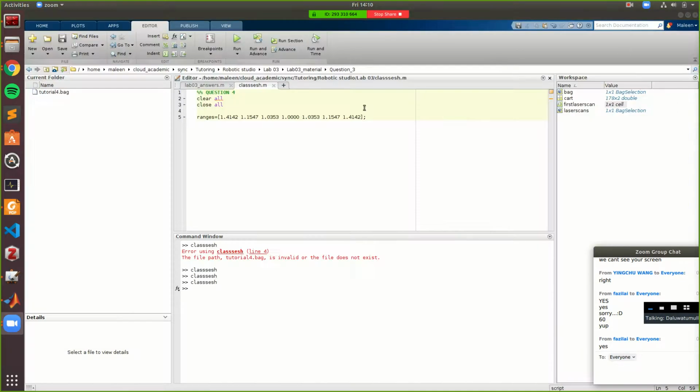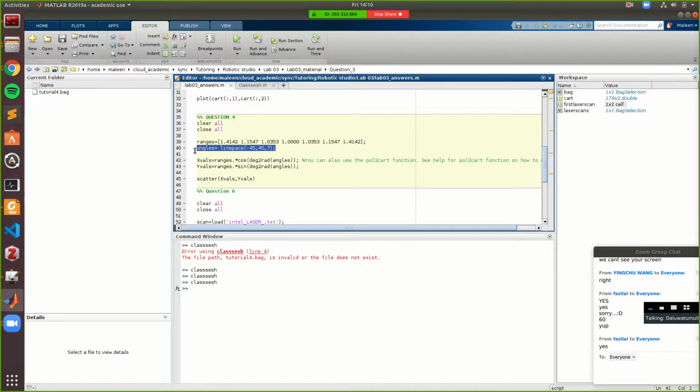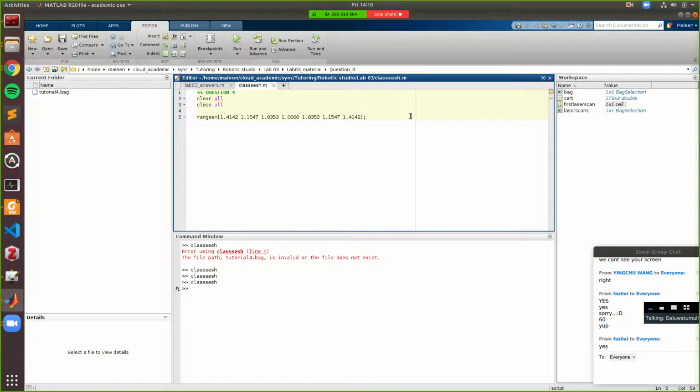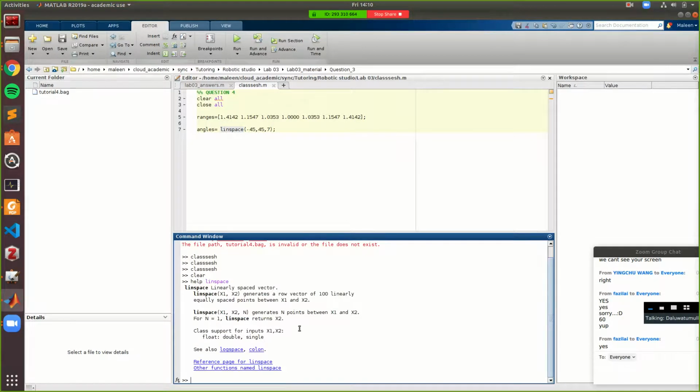These are the ranges I've given you. And now we need to get the angles. A really easy way to do that is to use MATLAB's function linspace. You can type help linspace, and it will tell you how to use it. With this second use, you can generate points between x1 and x2.